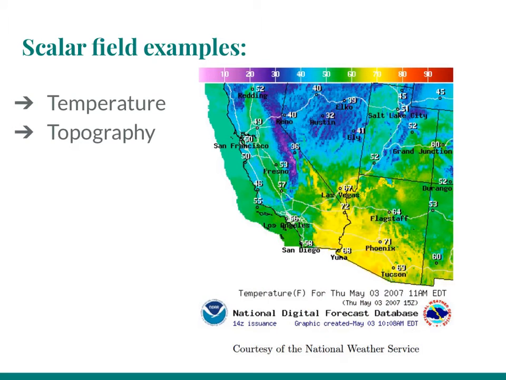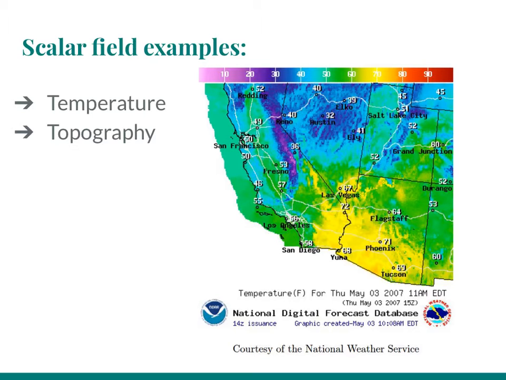One example of a scalar field is a temperature map. You see these commonly on the weather, and here's an example of one. Everywhere throughout this region, the southwest US, has a specific temperature associated with it. And temperature is a scalar. It's just some numerical value with no added direction or anything like that.